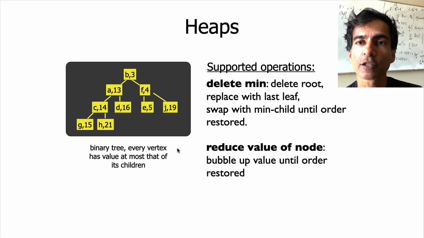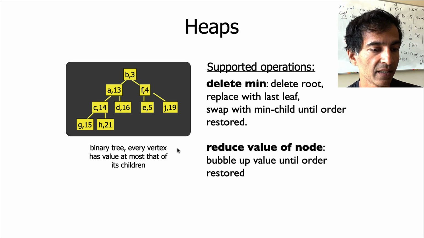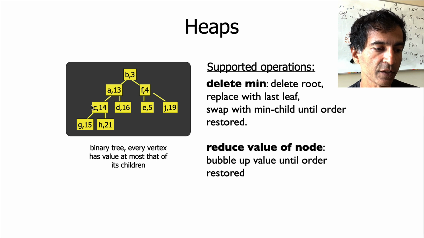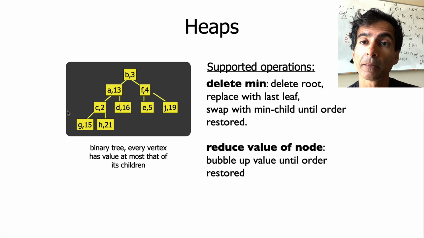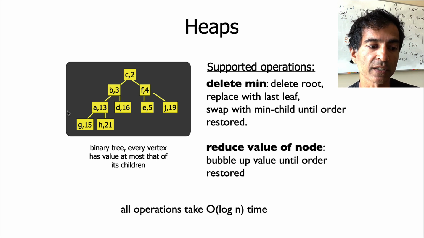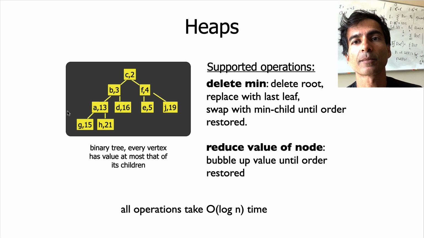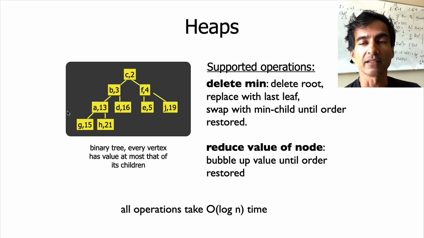You can also reduce the value of a node. So if you have a node in this tree and you want to reduce its value, you can simply bubble it up. So for example, in this example, I've reduced the value of C from 14 to 2. And then I can just bubble it up by swapping it with its parent until the invariant is restored. So those are the kinds of operations you can do with a heap. And each of those operations takes order log n time. Okay, so it's very fast.